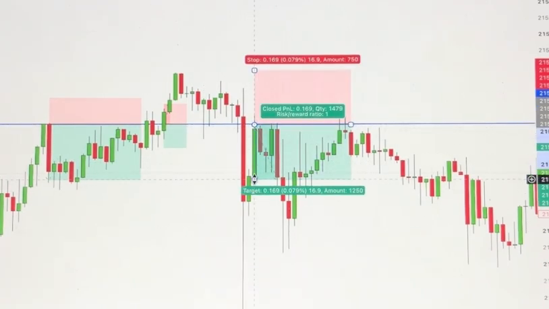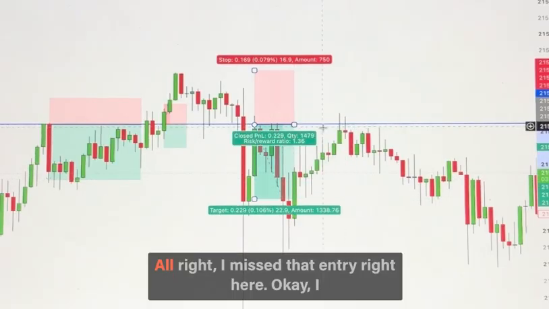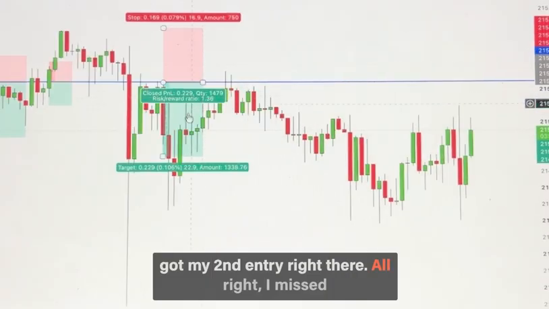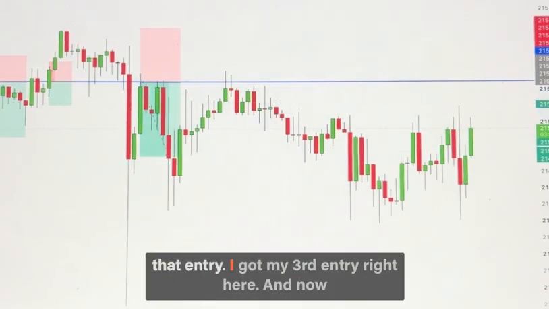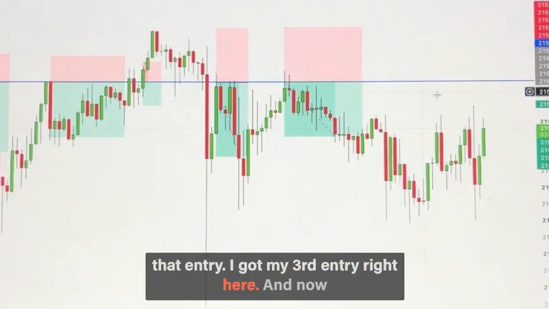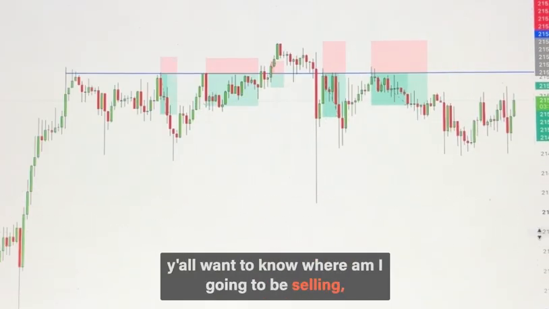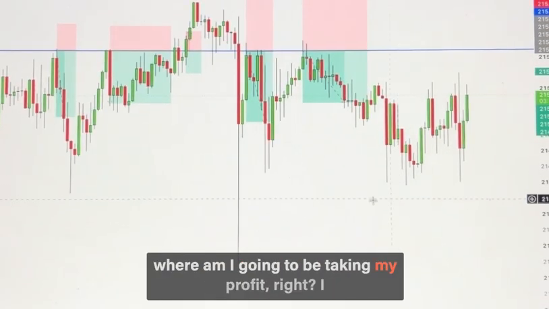So I come right here. This could have been my sell. All right, I missed that entry right here. Okay, I got my second entry right there. All right, I missed that entry. I got my third entry right here. And now y'all want to know where am I going to be taking my profit, right?